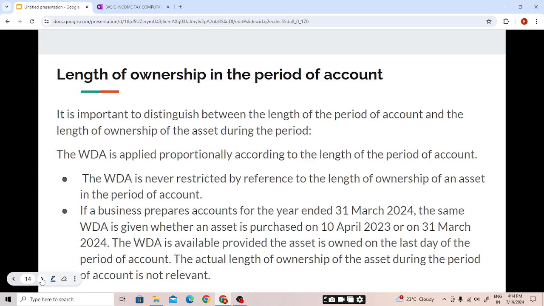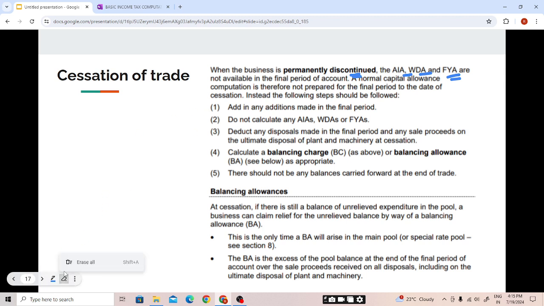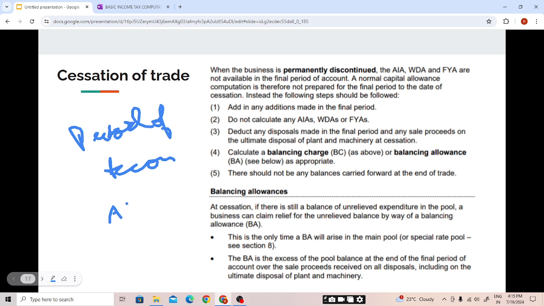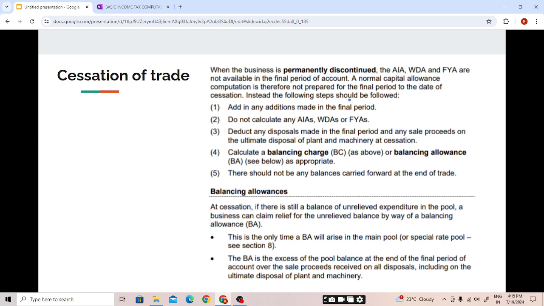So all these three allowances will not be provided in the period of accounts, that is the accounting period, when we close our business. When the business is permanently discontinued, the AIA, WDA and FIA are not available in the final period of accounts. A normal capital allowance computation is therefore not prepared for the final period to the date of the cessation. So the normal computation will not be followed. Instead, the following steps should be followed.